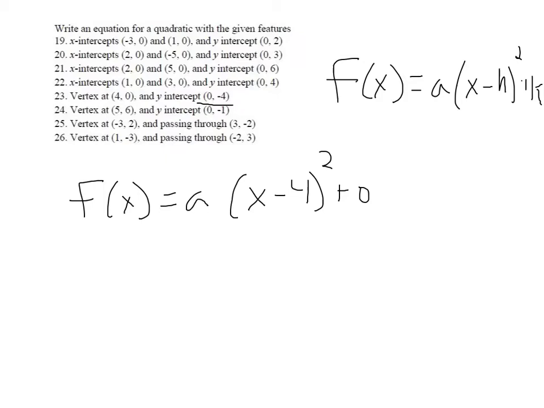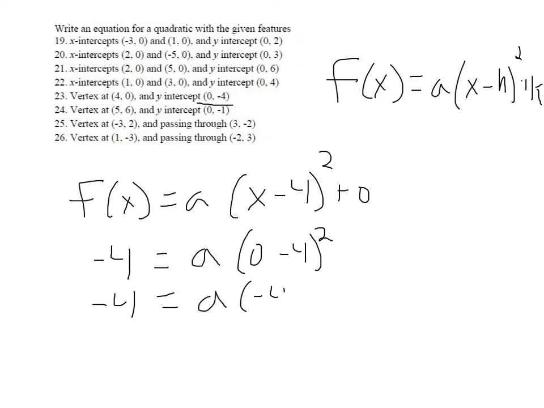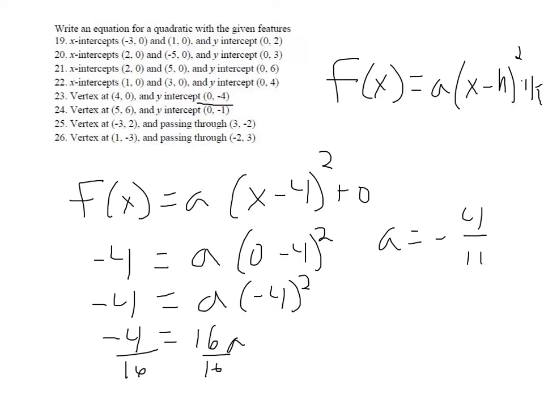So I know when x equals 0, y equals -4, and because it's plus 0, no shift up or down, I'm going to leave that alone. So that gives me -4 equals a times -4 squared. Well, -4 squared is 16. So -4 equals 16a. We'll divide both sides of this equation by 16. That'll give me a equals -4 over 16, which simplifies to -1/4. And that's my stretch factor.